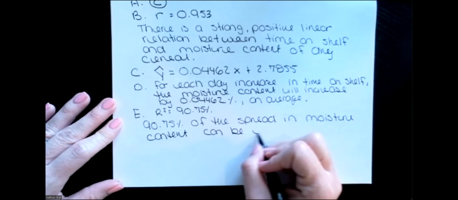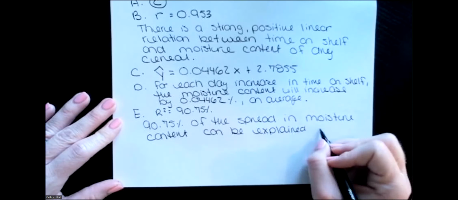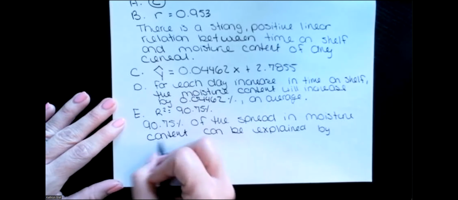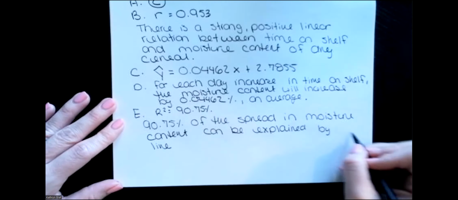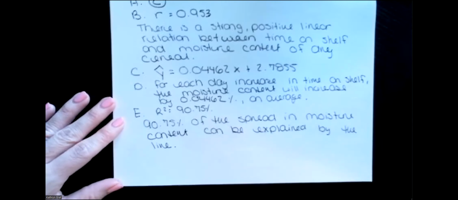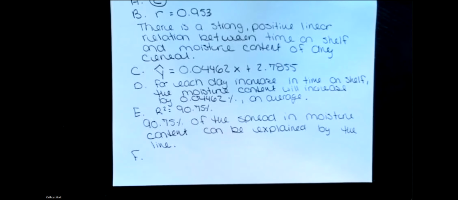And be explained by the line. You can write the equation out. You can write by the regression equation. You can write it different ways, but the line, that's what it is. Okay. Now part F is asking us, is the line a good fit?